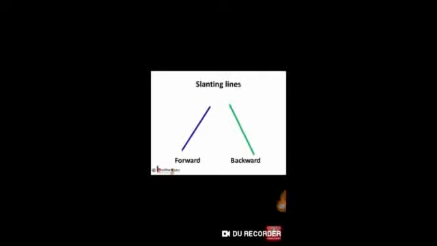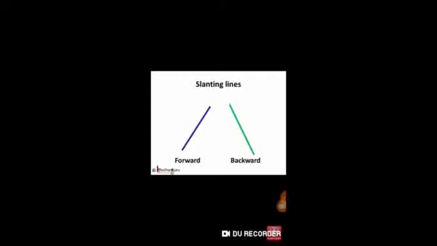Okay students, today our topic is slanting line. I will teach you slanting line. What is a slanting line? There are two types of lines. One is forward slant line and second is backward slant line. These lines are not in a standing position. These lines are not in a sleeping position too. But they are some tilted lines. They are tilting towards forward position and backward position. So these lines are called slanting lines because they are not straight and they are not in a sleeping position.